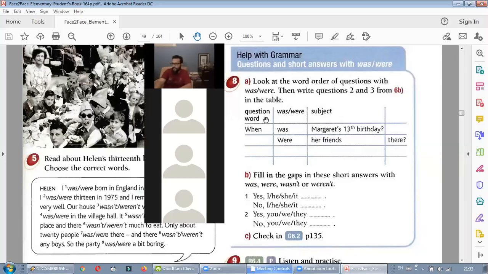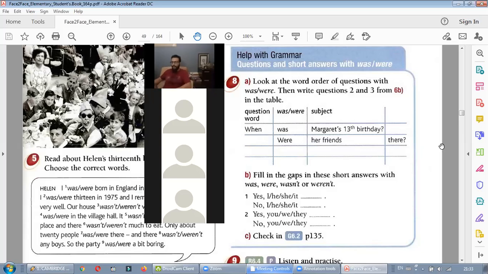So it says here, question word. The first thing we begin with in questions is the question word, then we have the auxiliary was or were, and then we have the subject, right? Look at the example. Number 1 is a WH question and number 2 is a yes/no question.